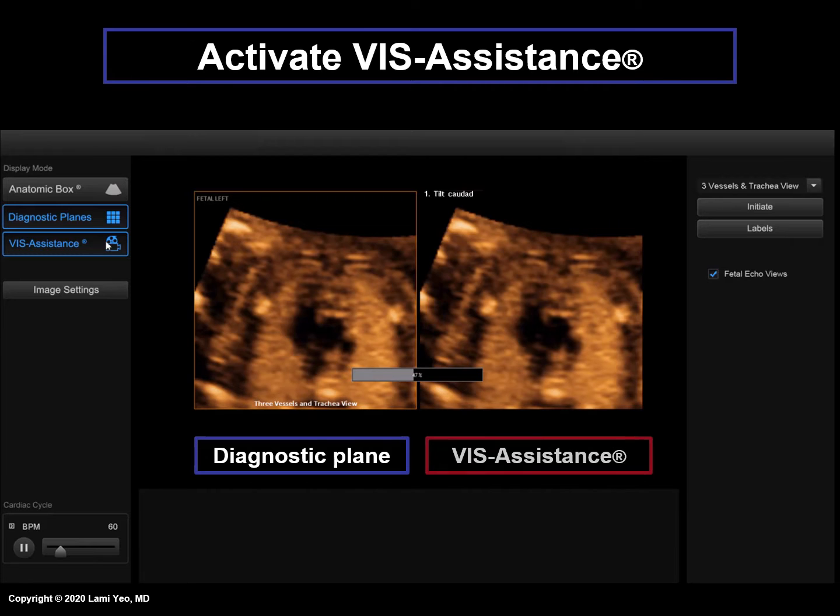The VISA video clip plays on the right side, and the callouts will always appear at the top of each VISA assistance video clip. In this example, the first callout states tilt caudad because this is the automatic movement that is occurring.